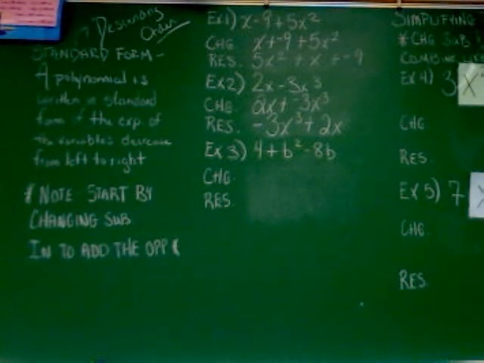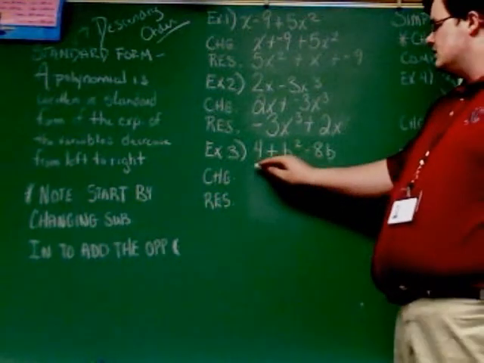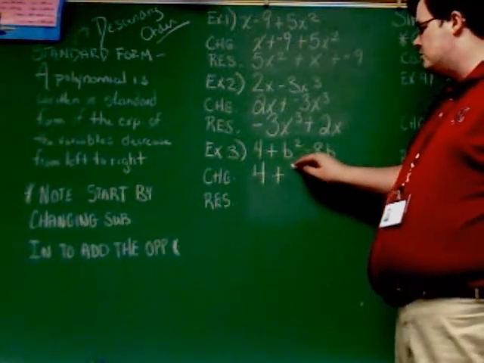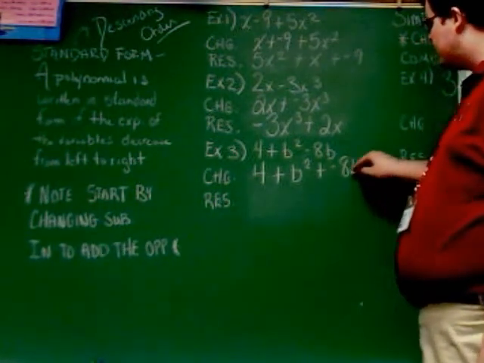Last one, 4 plus b squared minus 8b. Okay, one subtraction sign here. I want to get rid of that. So I'm going to rewrite this as 4 plus b squared plus negative 8b.